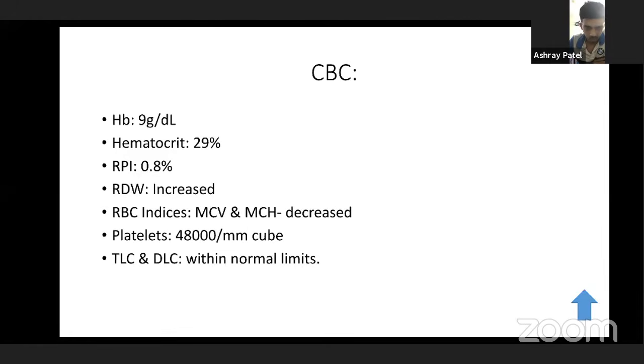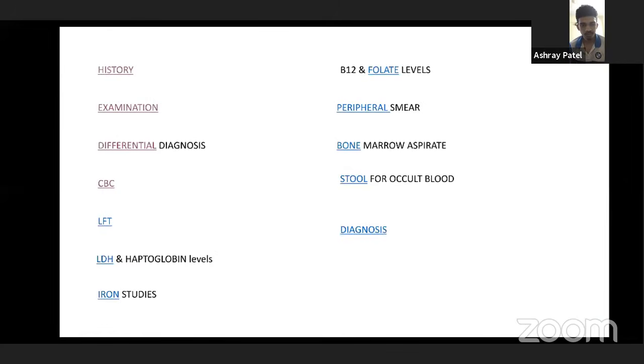And next, the platelets are 48,000, which is decreased, which will again now point towards bone marrow suppression. Correct? Yes, sir. So this much you could make out. So now let's go back. Next, what do you see?